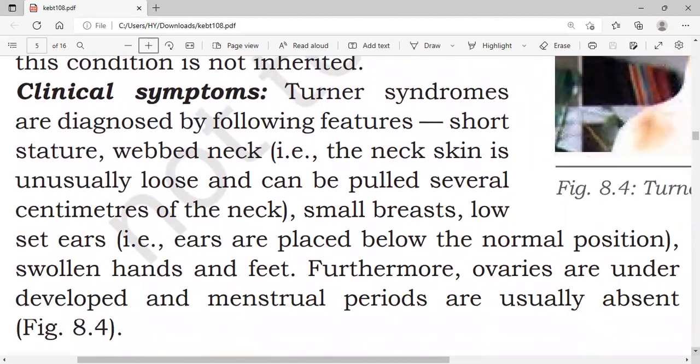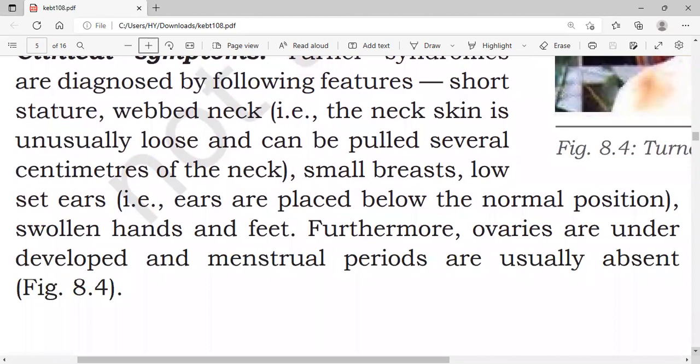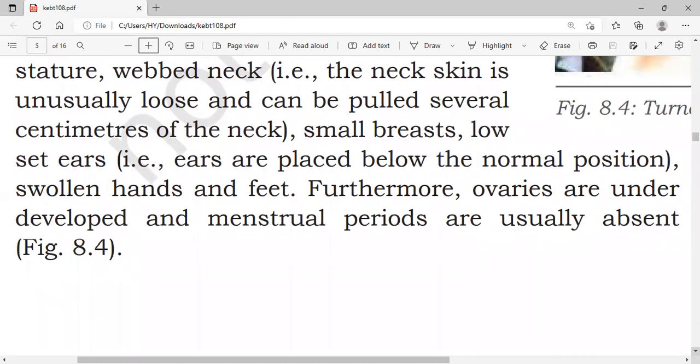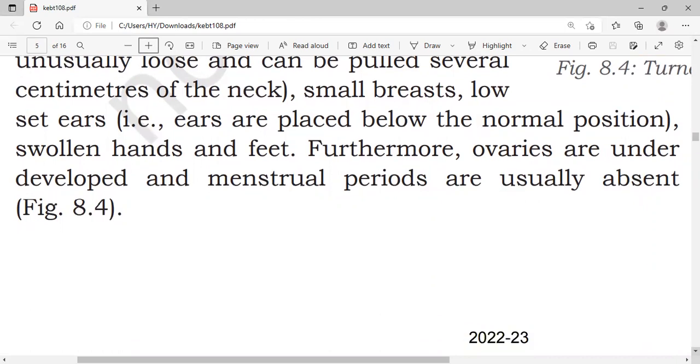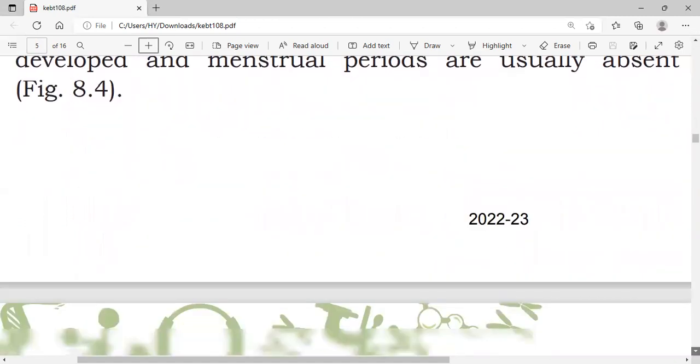The clinical symptoms: Turner syndrome is diagnosed by the following features. Short stature, and a webbed neck, that is, the neck skin is unusually loose and can be pulled several centimeters. Small breasts, low-set ears, that is, ears placed below the normal position, and swollen hands and feet. Furthermore, the ovaries are underdeveloped and menstrual periods are usually absent.